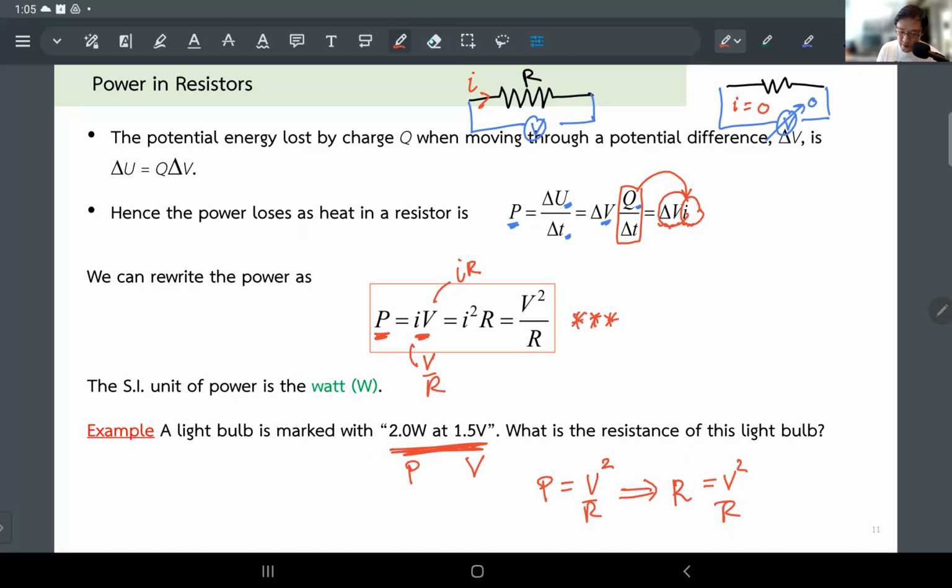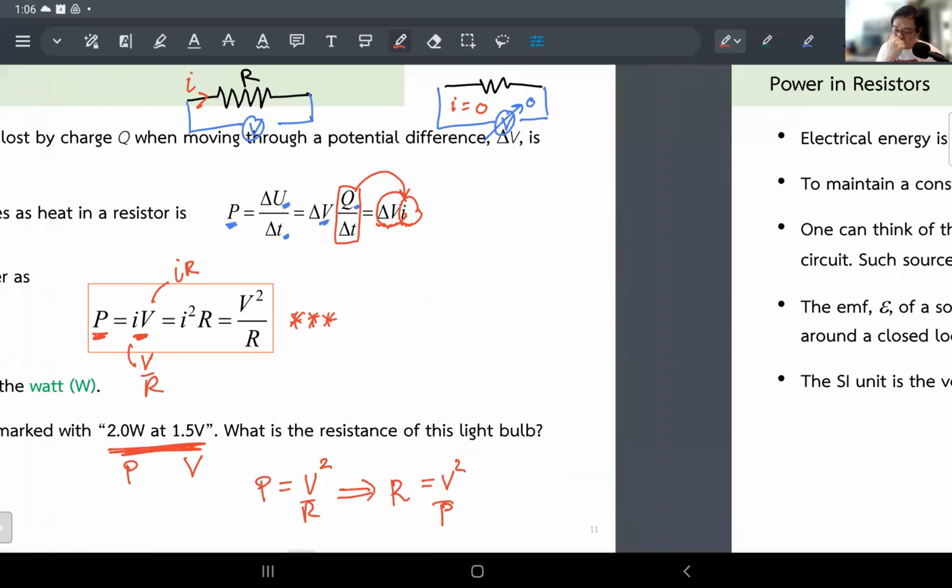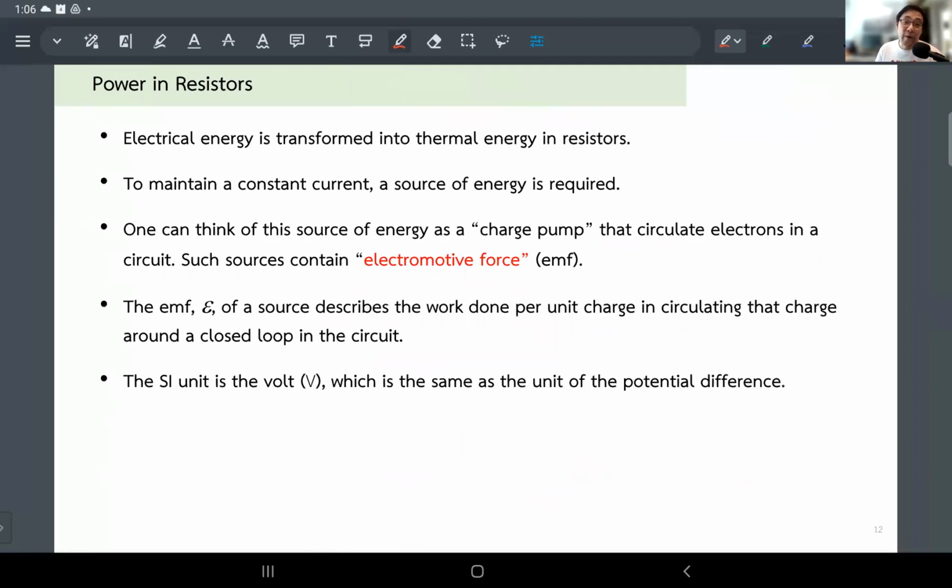Oh, I erased the wrong one, guys. Sorry. No, you probably don't need to know, but you should know how to calculate it. So maybe sometimes you want to know, because you want to know, hey, how much your electric bill is going to be, something like that. Okay, cool. All right then. So that's the topic about the power in the resistors.